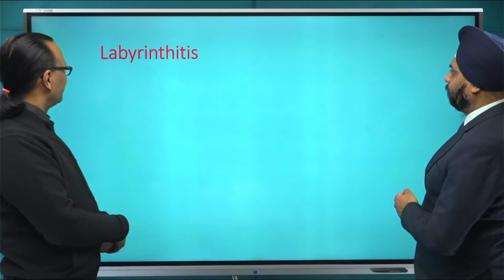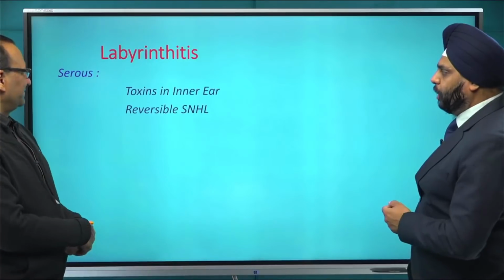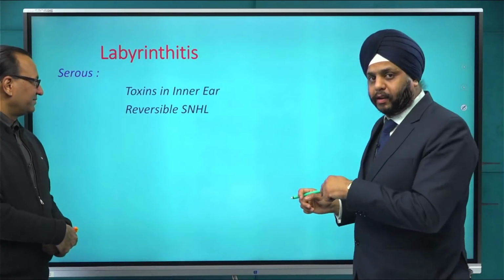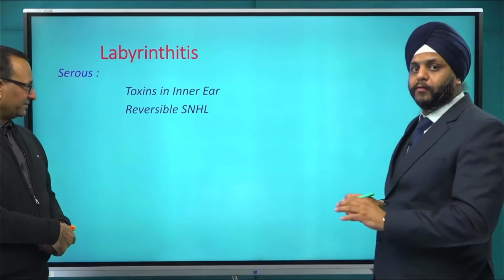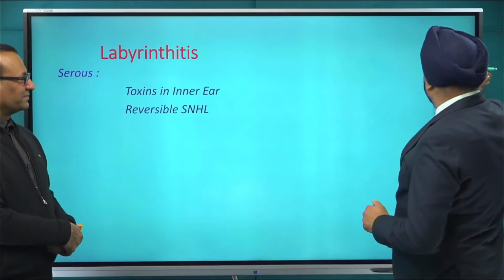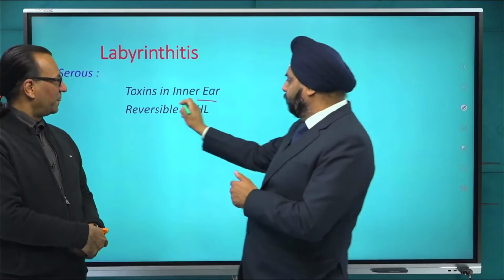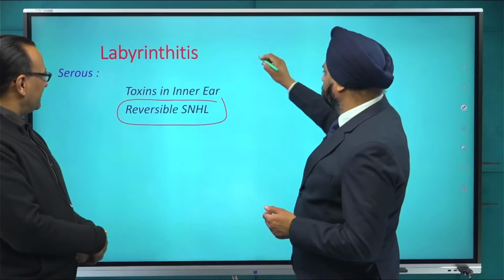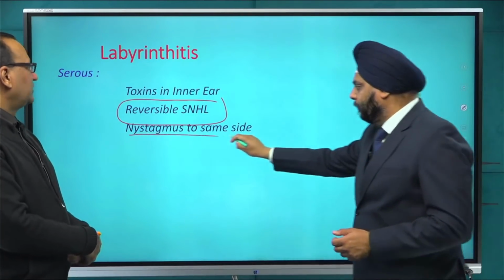Right. Okay. So a few more words about labyrinthitis. It can be a serous labyrinthitis when only the toxins reach the inner ear. Now the problem over here is sensorineural hearing loss, but it will be reversible. Okay, right? But how will you clinically identify it? Because this you can see in retrospect. So how do you identify? You identify it with nystagmus to the same side.